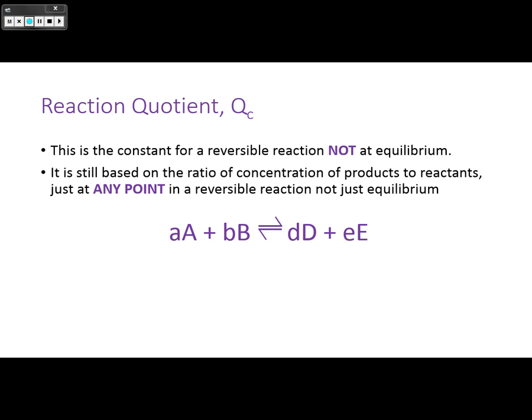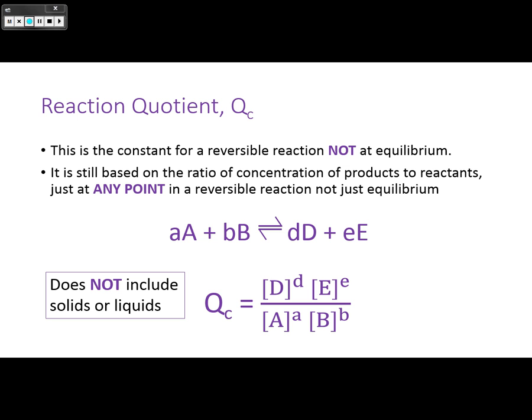So if we look at an example, I've got aA plus bB going to dD plus eE, right? Same example that we've been looking at for reversible reactions. My reaction quotient is still that ratio, so it's still the concentration of the products multiplied together, raised to their coefficients, divided by the reactants multiplied together, raised to their coefficients. We still don't include solids or liquids, okay? And there still isn't a unit. The only difference here is that Q sub C can be at any point in the reaction. It can be at the beginning, the end, what have you. But it's found exactly the same way as KEQ, so there's no new information there.